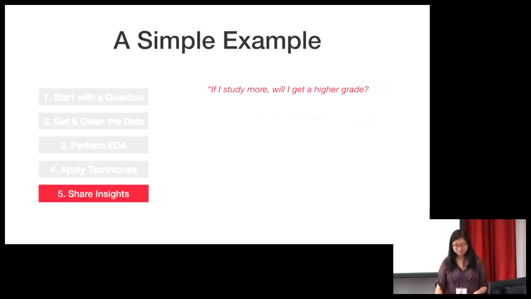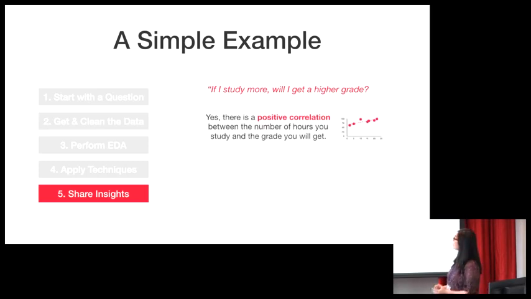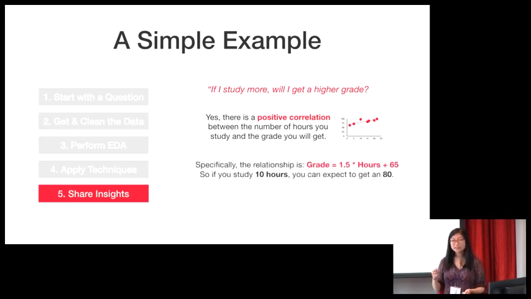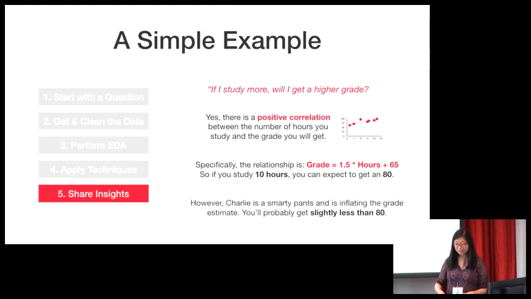And so at the very end, now I can share all the insights, basically summarize everything I've done. My question was, if I study more, will I get a higher grade? And the answer is yes, there's a positive correlation. And then specifically with linear regression, we saw that this is the relationship. And finally, we know that Charlie was really smart, and he was kind of an outlier. So at the end of the day, even if linear regression predicts you're going to get an 80, you're probably going to get slightly less because of that. So that right there was our whole data science workflow.